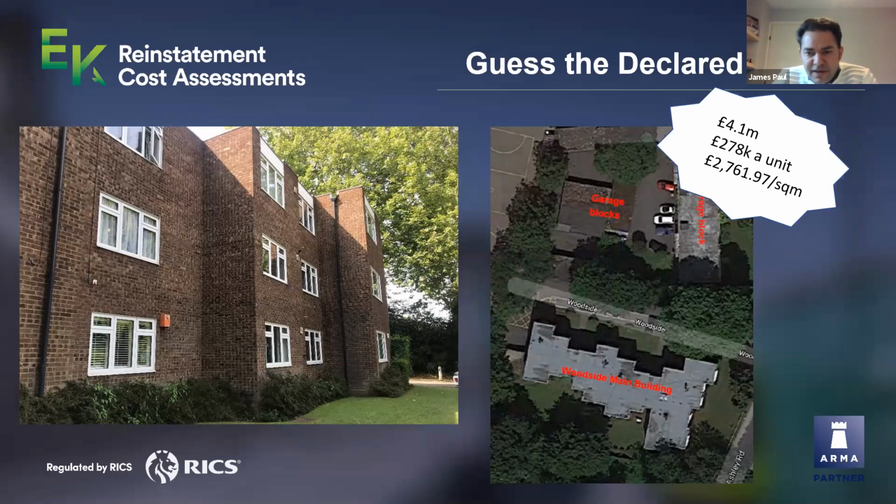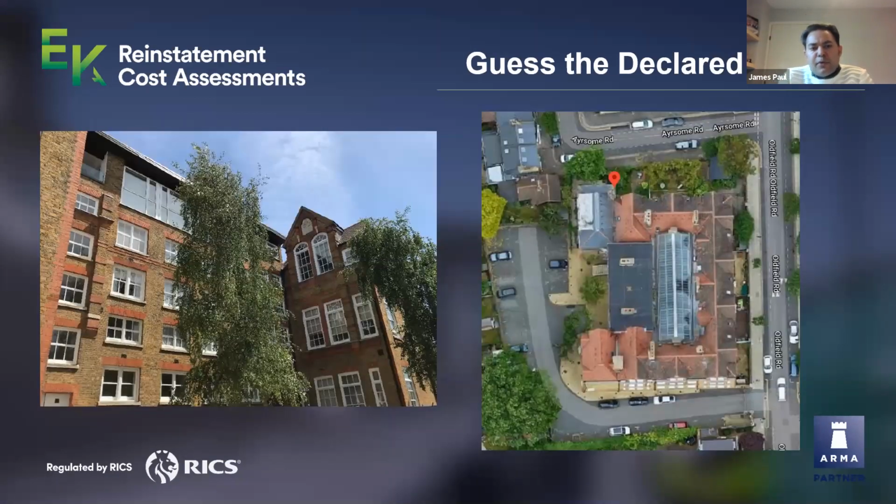So stepping it up again, here's another block of flats. Again, we'll play another game of guess the declared value here. This is a converted Victorian school that's been divided up into flats. This time we're over in Islington in northeast London. And we've got 34 units here. They managed to create 34 flats out of that old Victorian school building. It is about 4,500 square metres.